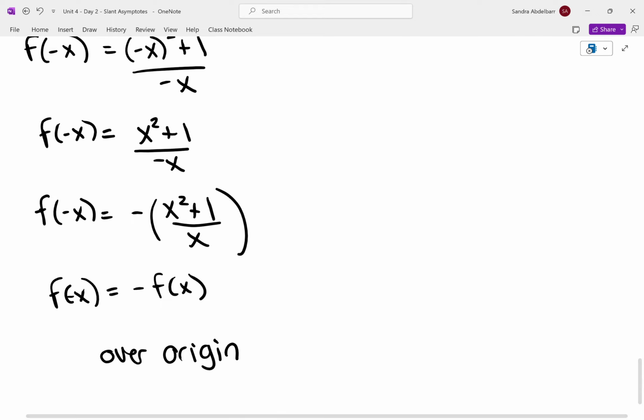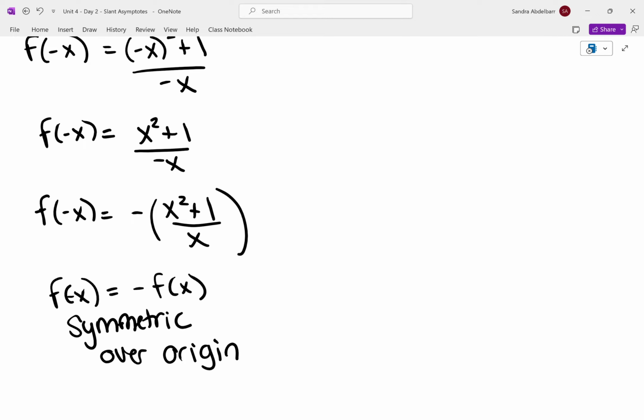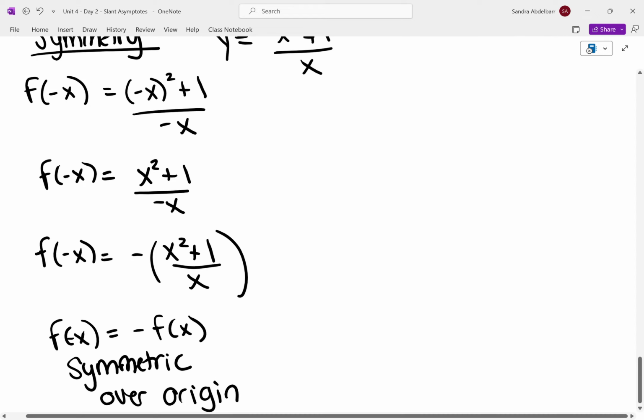Or symmetry over the origin. Yes? Oh, in the back first. So why did the negative apply to the 1? It did. Oh, no, just the x's, because you're only plugging in negative x. So it's only if the x's change? Only the x's change, not everything, only the x's.